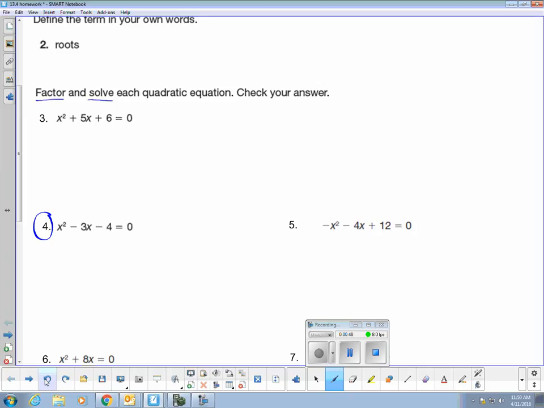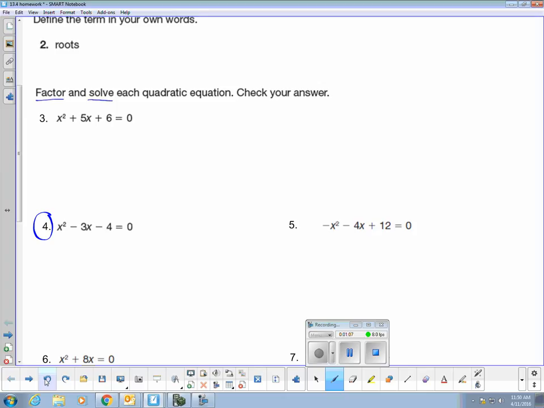So really what we're finding today are our zeros. We also call those the roots, the solutions, the x-intercepts. So today we're going to use the term roots. So when I find the zeros, I'm finding the roots. So to begin, I'm going to factor x squared minus 3x minus 4.